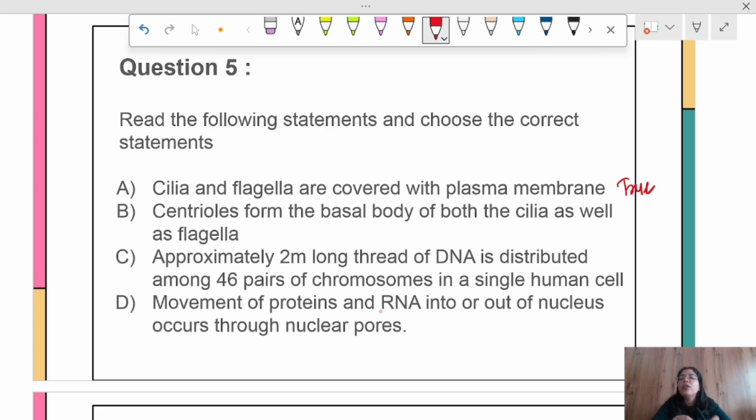Okay. Centrioles form the basal body of both cilia as well as flagella. Centrioles form the basal body of both cilia and flagella. Yeah, this is also correct. True.